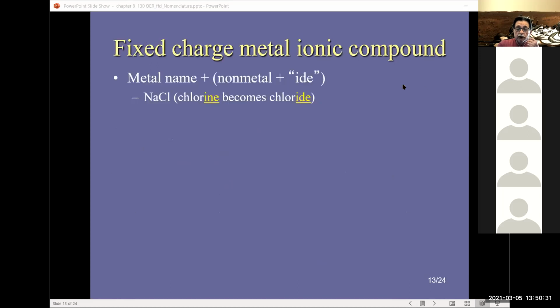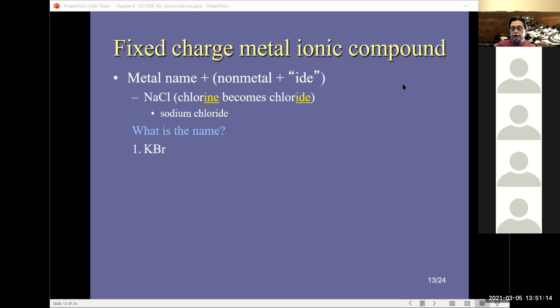So for the metal name with a fixed charge, it's straightforward. We get the metal name plus the non-metal, to which we now add the suffix IDE. So NaCl becomes chloride. We talked at length about this, okay? All the non-metals, when they're by themselves, change the ending to IDE. If they're hooked up with oxygens, then we are dealing with ates and ites. Most of them are ates and ites. There are some other ones that we're going to talk about, but the majority are an ate or an ite. So we got sodium chloride here.